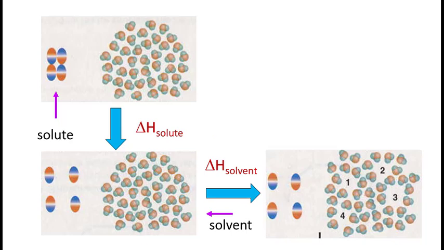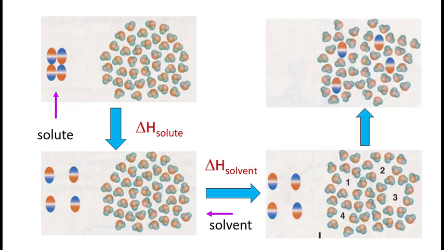Finally, we can consider what happens when the solute molecules go inside the solvent cavities. Our textbook calls this the mixing step. Notice how new interactions are formed between the solute molecules and the solvent molecules. Looking carefully at the picture, you'll see that the positive blue ends of the solute molecules are interacting with the oxygen ends of the water molecules, which are the negative ends. The negative red ends of the solute molecules are interacting with the positive hydrogen ends of water.